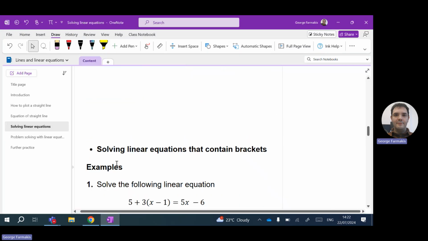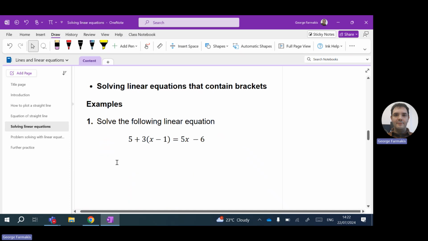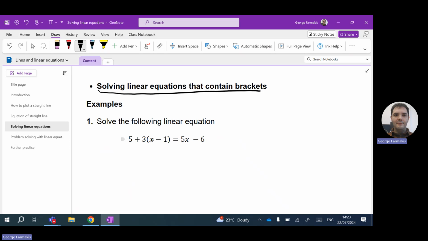Let's see more examples and other forms of linear equations and see how we can solve them. For example, you might end up with a linear equation that contains brackets. For example, 5 plus 3(x minus 1) equals 5x minus 6. Again, we're trying to isolate the unknown to end up with an expression x equals something.